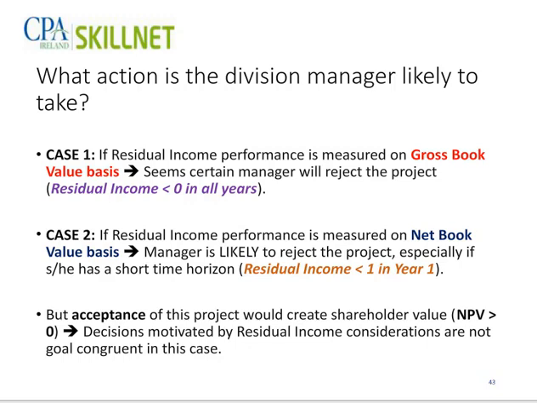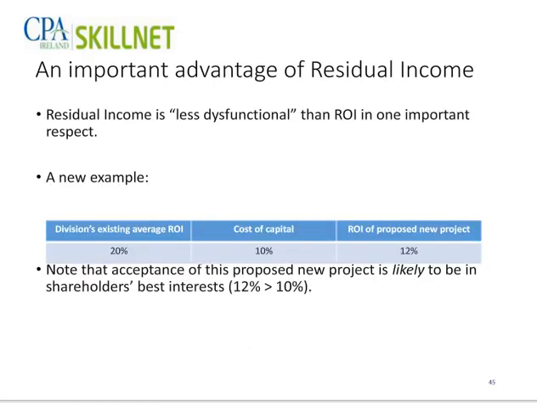So in another case, has goal congruence been achieved? As we saw, the project has a net present value which is positive, and therefore acceptance of the project is what the shareholders desire. Acceptance would create shareholder value. And therefore, in this particular example at least, the residual income measure has failed to deliver a goal congruent decision.